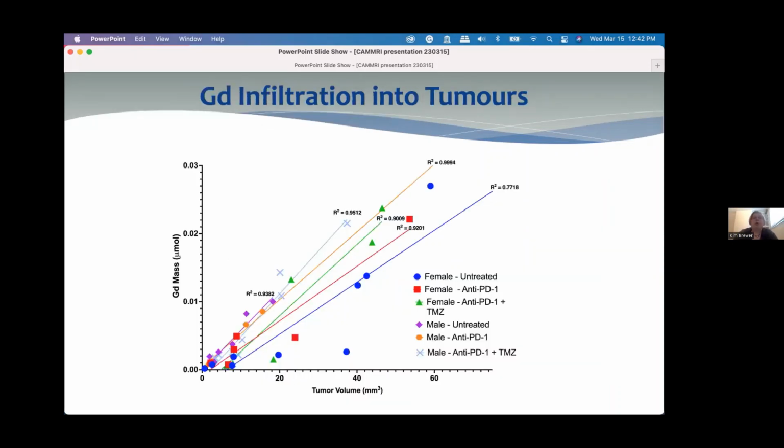We looked to quantify gadolinium infiltration into tumors, and not surprisingly, the larger the tumors, the higher the mass of gadolinium. And this was a very strong linear effect, and quite significant as well. This was true for pretty much all treatment groups, and we didn't really see a sex difference with this one. Slopes were a little bit different, but no significant differences.